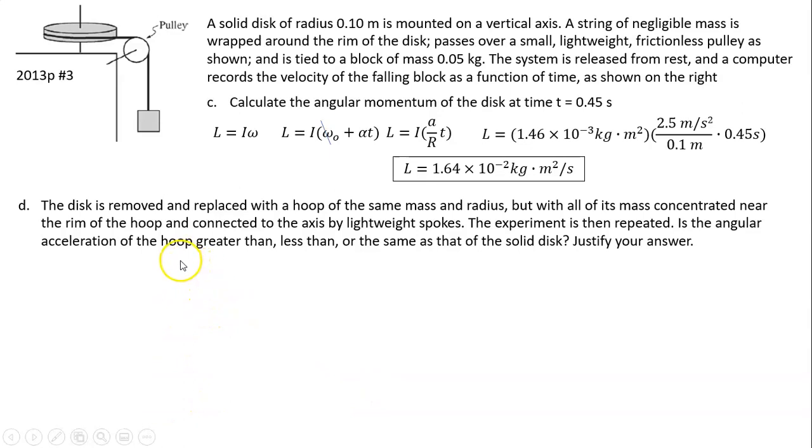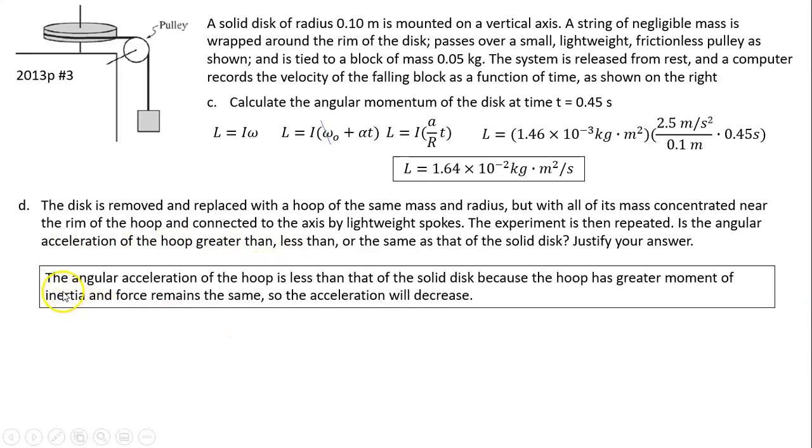The hoop has greater moment of inertia. Moment of inertia is like mass: the more mass you have, the less acceleration you have with the same force. It's the same thing here. The more moment of inertia you have, the harder it is to turn. So as a result, the angular acceleration of the hoop is less than that of the solid disk because the hoop has greater moment of inertia. And because the force from the block is the same in both cases, the acceleration will decrease.